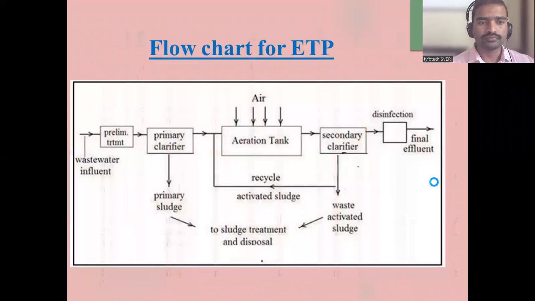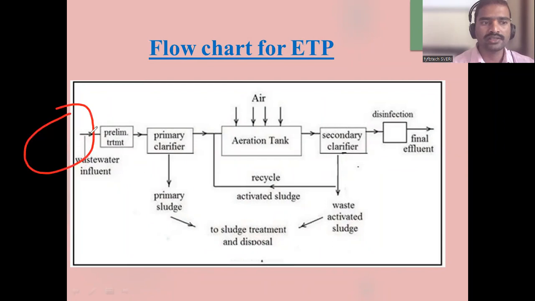Okay, so till now you have seen all the explanation: preliminary, primary, secondary, and tertiary. So that entire process will be taken into a flow chart. Initially, water is taken from the industry to the preliminary treatment, the wastewater influent. From preliminary it will come to the primary clarifier, that is the primary treatment plant. In this primary stage, which type of material will be removed? Microparticles. That will become primary sludge.